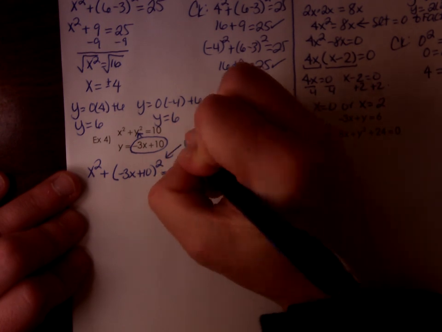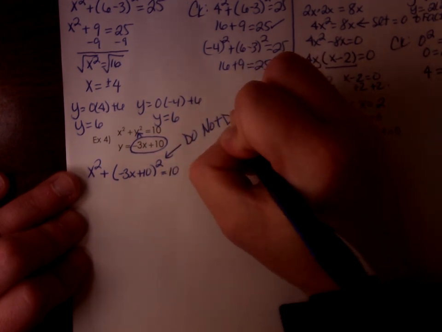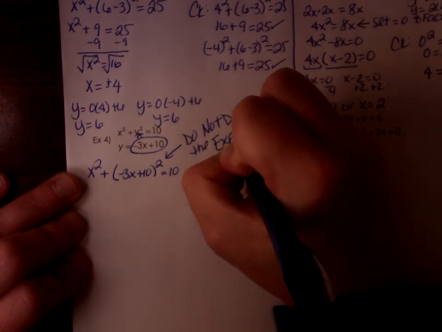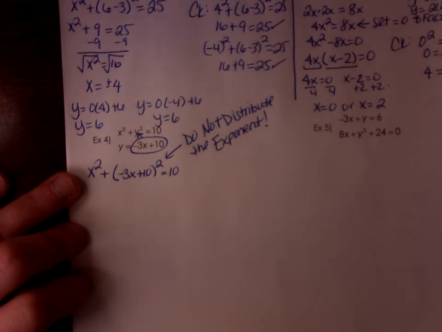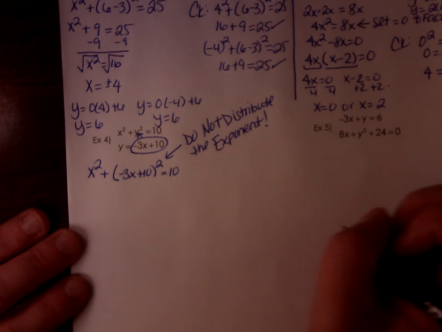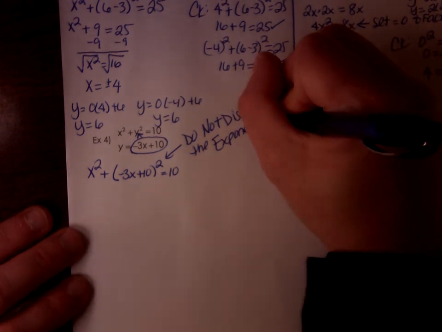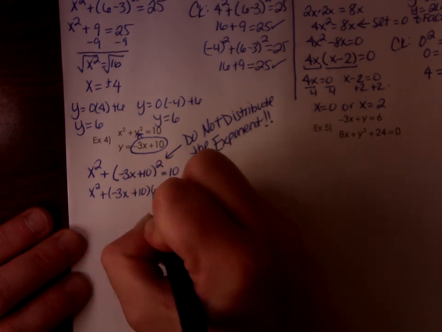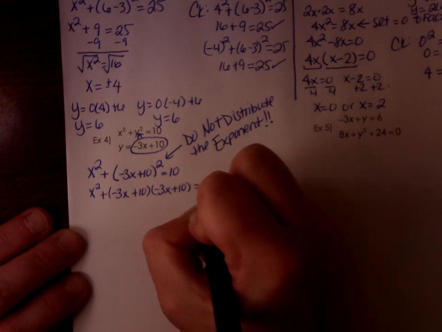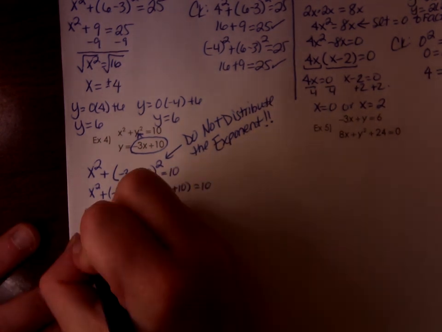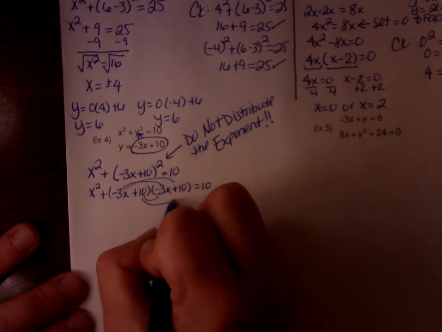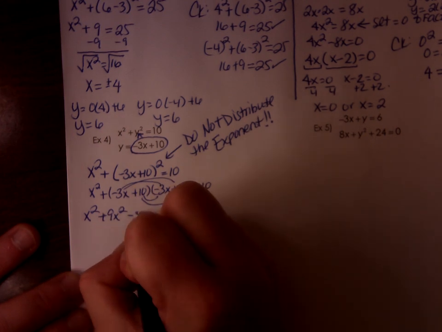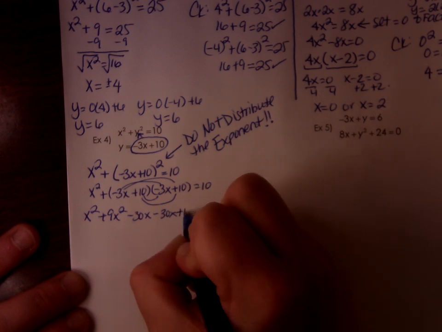Whatever you do, do not distribute the exponent. You have to set up 2 parentheses and you will need to FOIL. Please be careful. That is a common error that students make. So this is going to be x squared plus negative 3x plus 10 times itself twice. This is going to equal 10. So now I'm going to FOIL. And I have x squared plus 9x squared minus 30x minus 30x plus 100 is equal to 10.